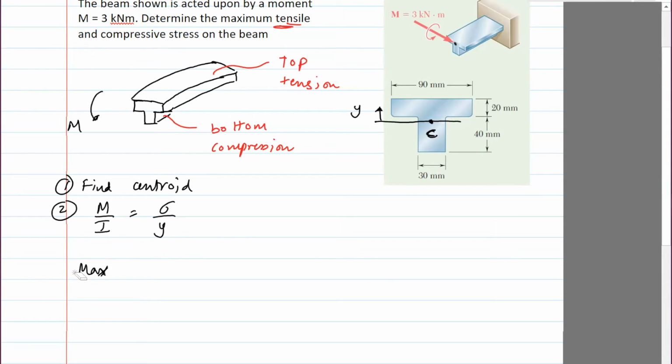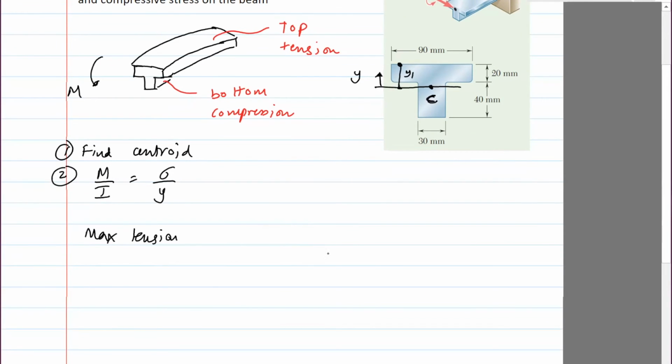And then for max tension, we'll use the distance from the neutral axis to this part. Let's call that Y1. Sorry, it should be sigma equals M Y1 divided by I. And for max compression, we'll use sigma equals M Y2. So that's all to it.